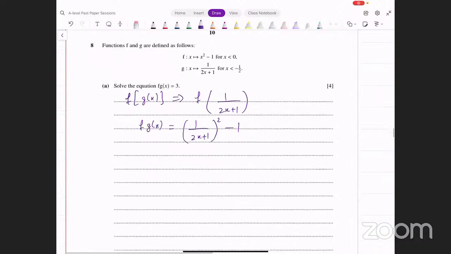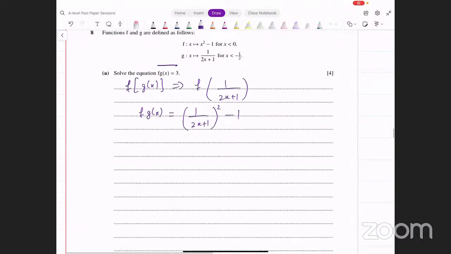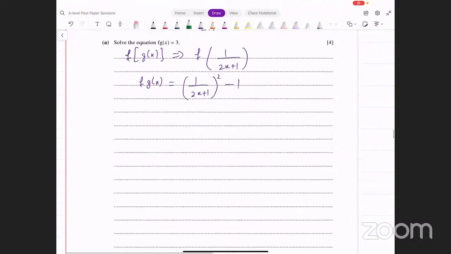अब उसने क्या कहा था, उसने आपको कहा ये इक्वेशन सॉल्व करनी है. f g of x equals 3. अब ये इक्वेशन सॉल्व कर लें. f g of x equals 3, तो जो ऊपर आपने एक्सप्रेशन निकाला है उसको आप इक्वेट कर दें उसके साथ. 1 over 2x plus 1 whole square minus 1, that equals 3.